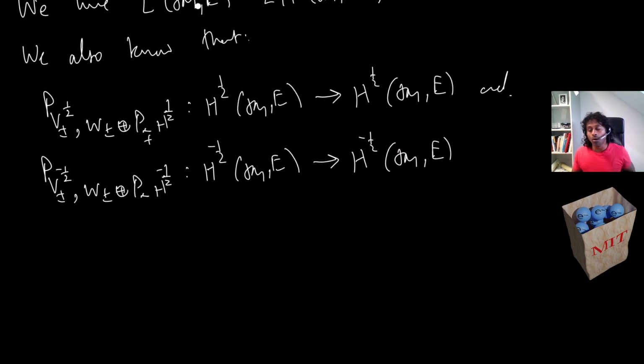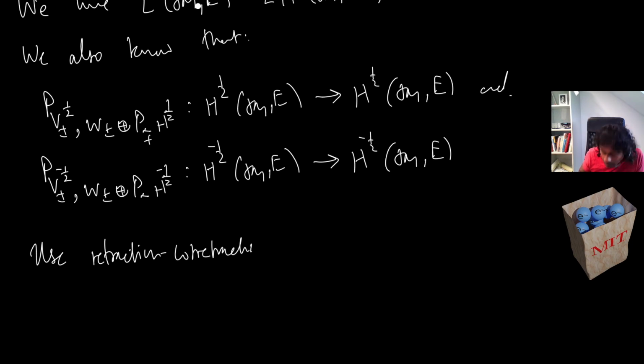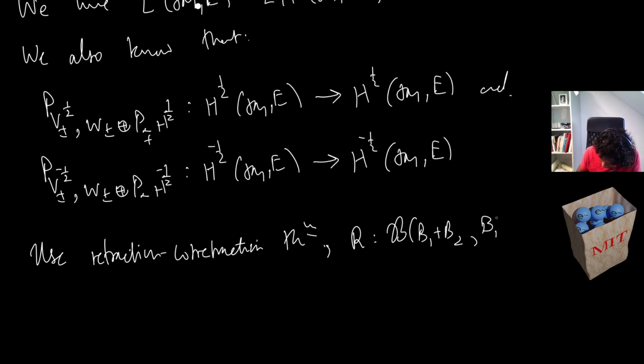Okay, so now what we want to do is use this retraction co-retraction theorem. For that we have to have a retraction R, bounded from B1 plus B2 to some spaces B1 tilde plus B2 tilde.